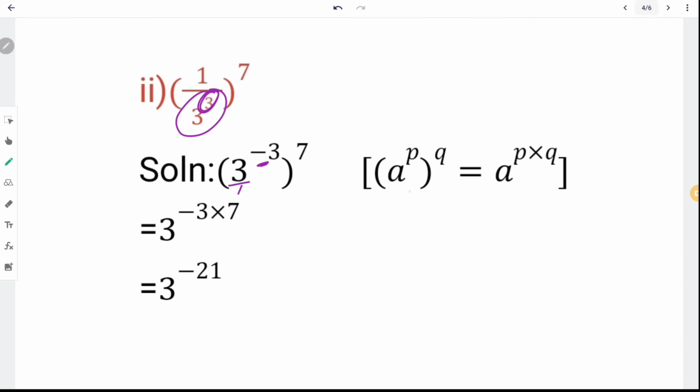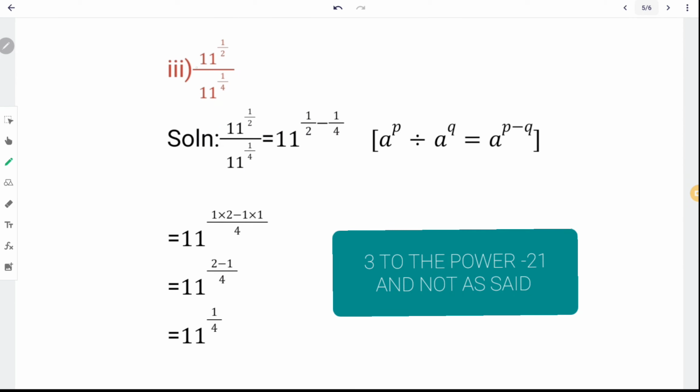So now once again, when you look here, you can already see our base here is 3, right? And then p is minus 3, and q is 7, okay? So in this type of question, we simply multiply the powers. So you can see here, p into q, multiply the powers. So minus 3 into 7, we're going to get minus 21.